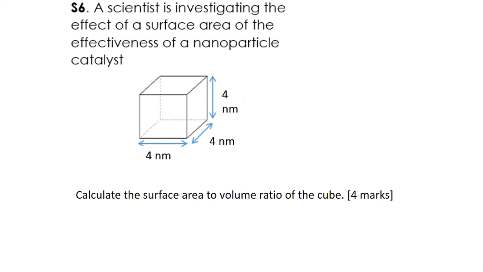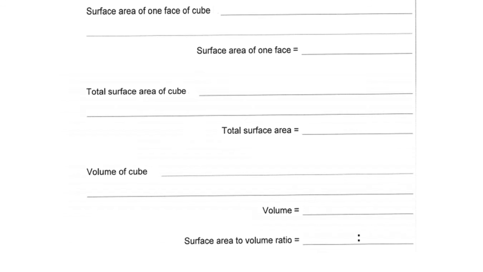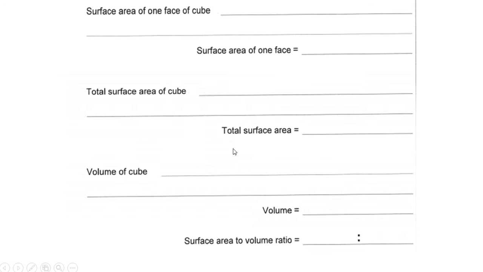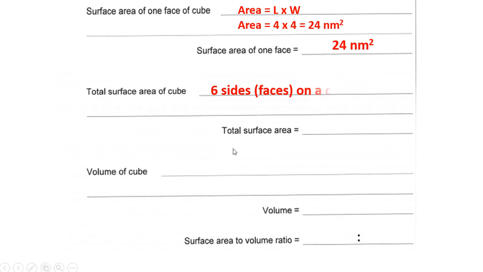If we look at this question again, if it's foundation, you'd be given the kind of framework to use. Here we're using 4 as our numbers from the diagram. To work out the surface area of one side, we do 4 times 4, which is 16. The total number of sides is 6, so we do 6 times 16, which gives us the total surface area.